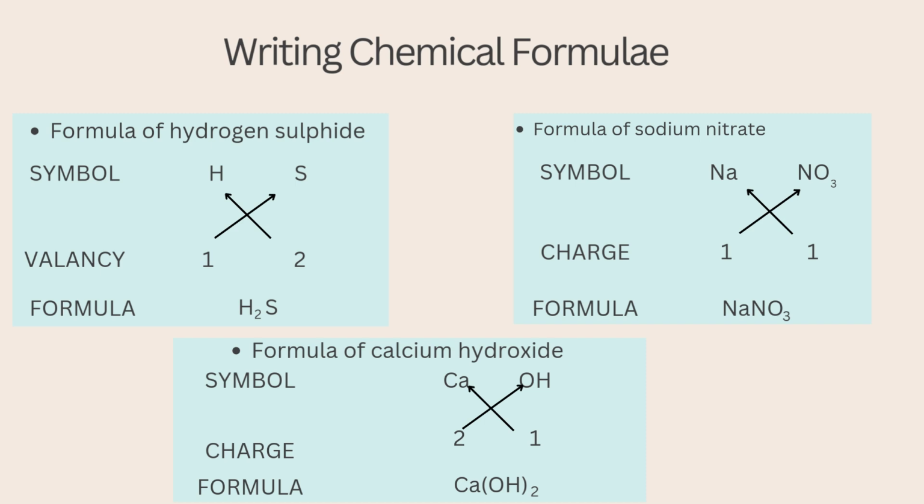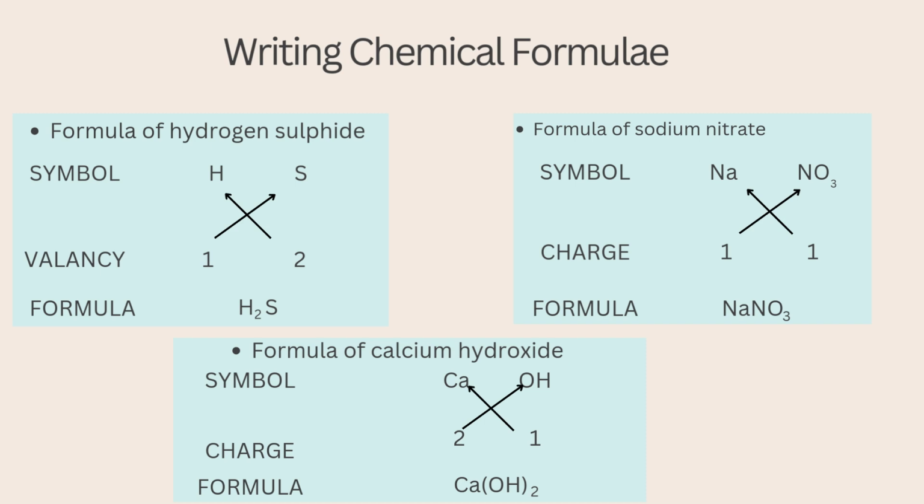The second compound is sodium nitrate. Here sodium is an element and nitrate is a polyatomic ion. So we have to write the symbols Na and NO3. Then the charge of sodium is 1 and NO3 is 1. Usually we write the polyatomic ion within a bracket, but in this case the ratio is 1, so no need to use the bracket. So the formula will be NaNO3.